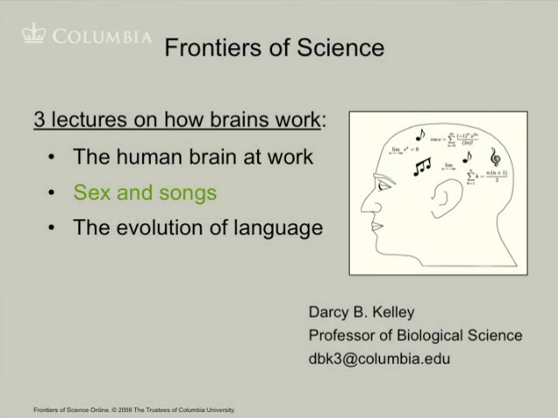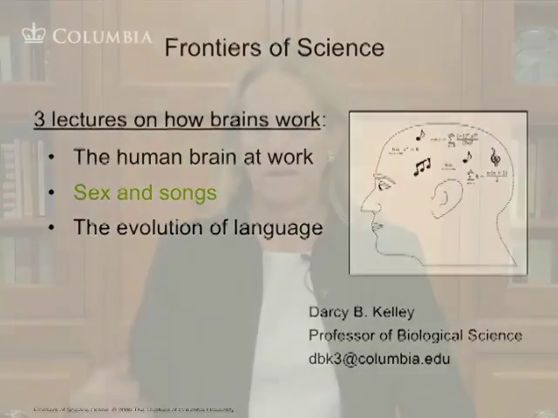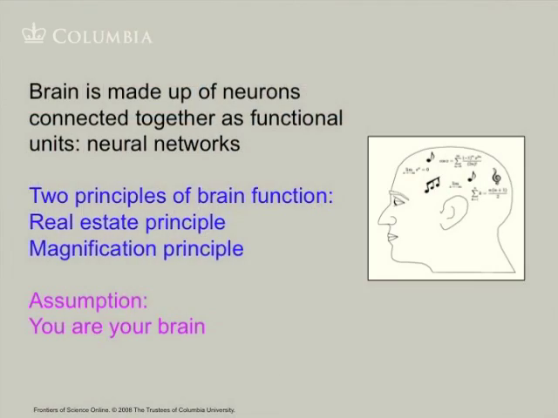Welcome to the second lecture in this series on how brains work from Frontiers of Science Online. In the first lecture, we talked about the human brain and how it worked, and we pointed out that brains are made up of nerve cells or neurons that are connected together as functional units, neural networks. And today we're going to be talking about neural networks for vocal communication.